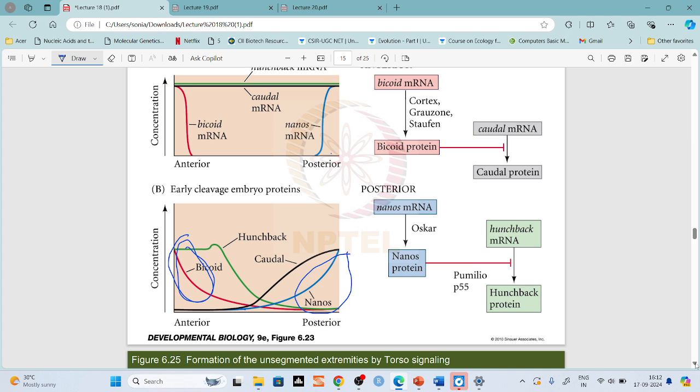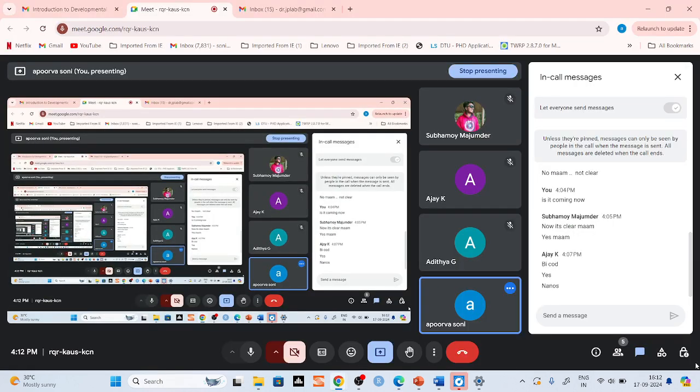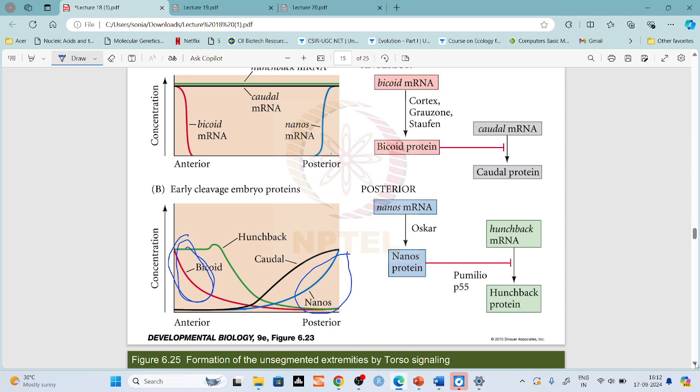So if we want to study this in a flowchart form, you can see that bicoid mRNA, after the fertilization, is converted into bicoid protein. That means bicoid mRNA is translated into bicoid protein with the help of some other factors, which are these staufen, cortex, and everything. Now, this bicoid protein inhibits the translation of caudal mRNA, which is present in the anterior side.